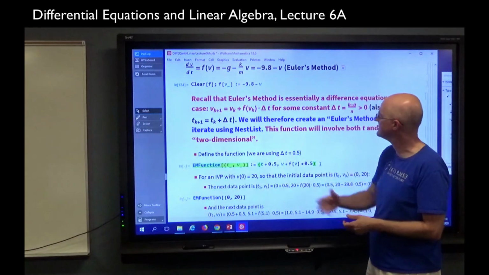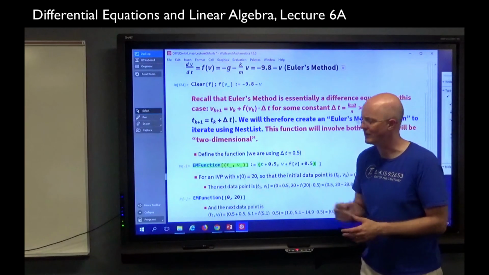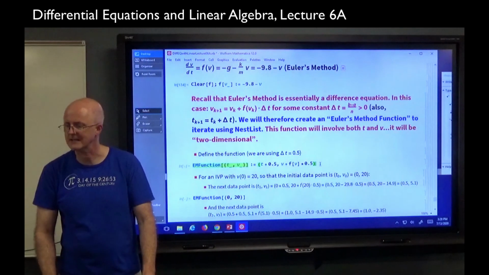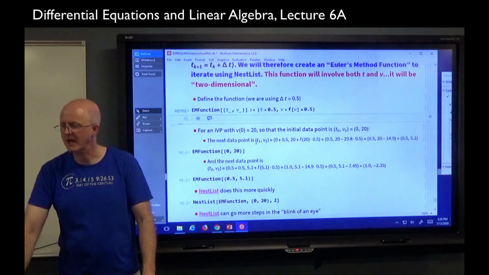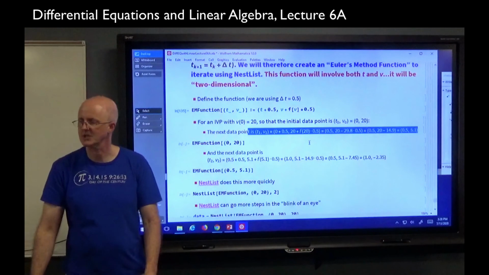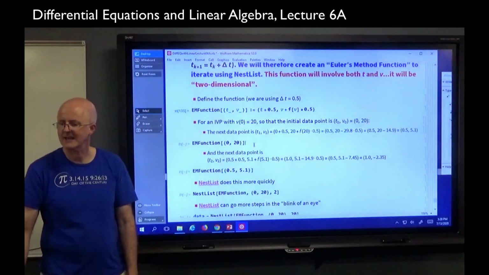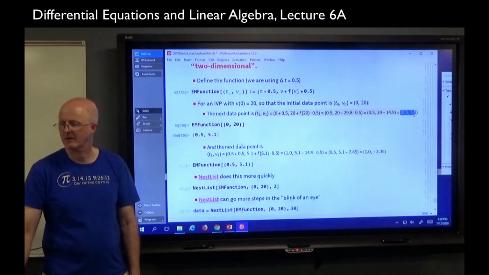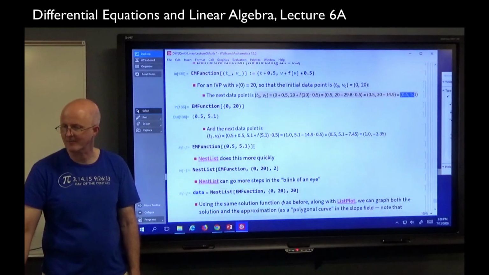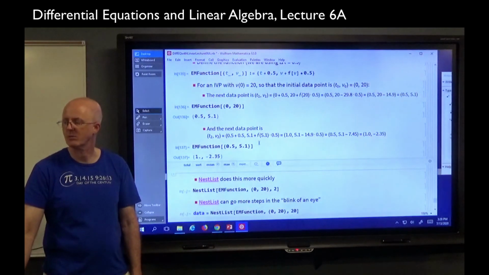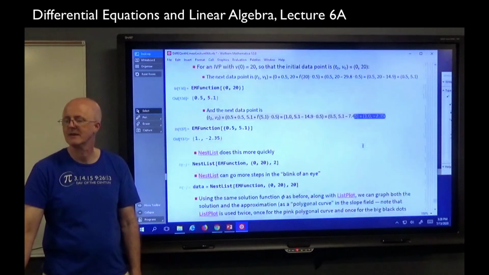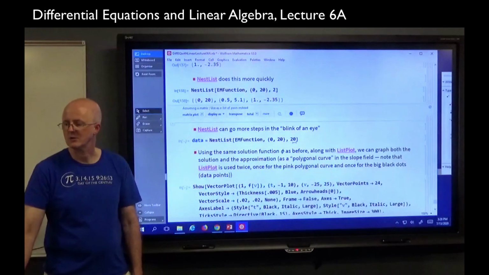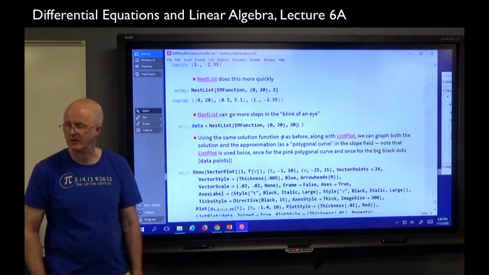Notice there's no subscripts here. There's no k's. You don't want any k's. When you use NestList, you are sort of implicitly using k's, but you don't want to actually put any k's in here. So you could double check that this is the next data point you would get with the initial condition 0, 20. By hand, if you apply EMfunction to that, you get the next point, 0.5, 5.1. If we apply EMfunction to that, we get the next point, 1, negative 2.35. But NestList does it more quickly, and we can even do 20 iterations in the blink of an eye instead of 2 iterations.